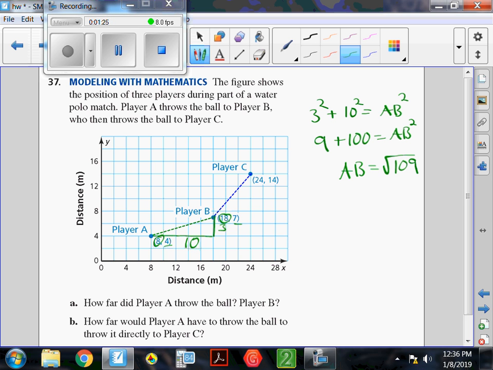That's the exact value. The square root of 109 has an approximate value. It's approximately 10.44. And we're in meters, 10.44 meters approximately.